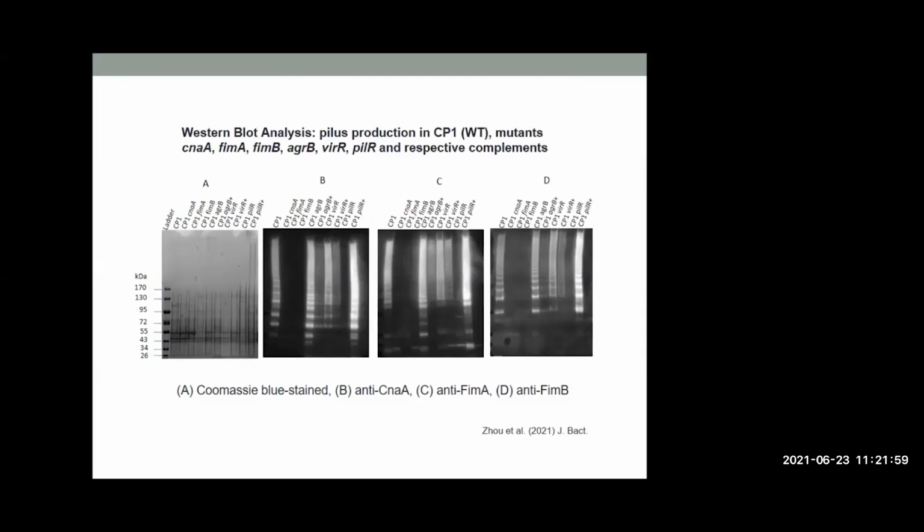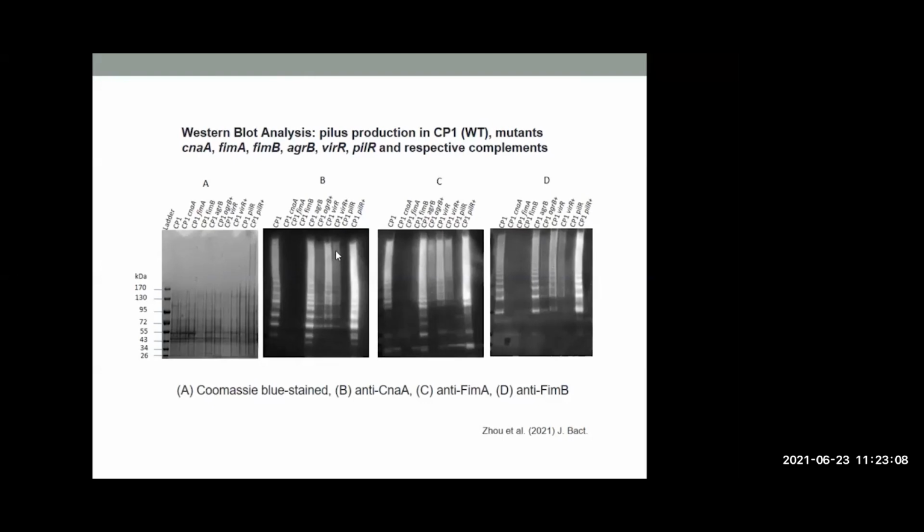There are four panels. They are identical. Panel A is Coomassie blue staining. B, C, and D are Western blots probed by antibody against CnaA, FimA, and FimB, respectively. I just want to focus on panel B. The first lane on the left is the wild type CP1, and that is the production of the CnaA protein. The next three lanes show near non-production of the CnaA protein. The next two lanes are the Agr mutant and the complement. So the production of the CnaA protein is increased in the mutant. However, in the complement, the production of the CnaA protein was significantly reduced compared to the wild type.